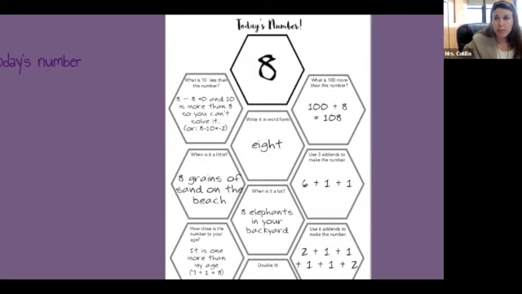Today's number is one that I like to use a lot. This example is actually from a 2nd grade class, but you can modify it. I've seen teachers in 5th grade use this in place of calendar math, kind of this number multiplied by today's date.